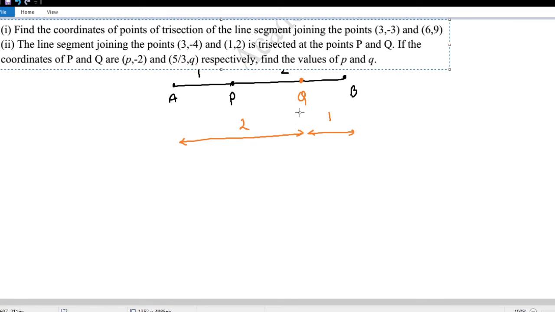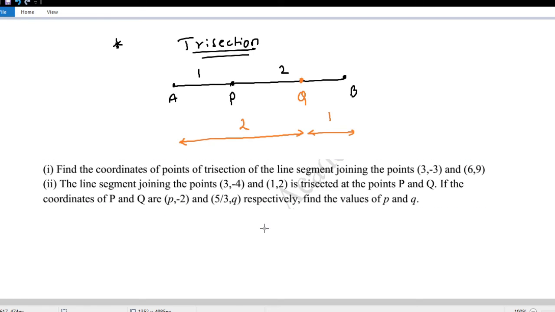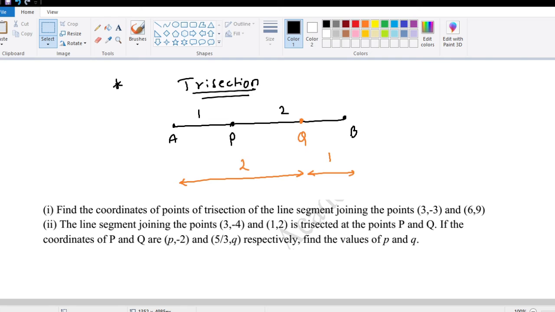Let us take an example to understand this. Say we have a question. First one, find the coordinates of points of trisection of the line segment joining the points (3, -3) and (6, 9).